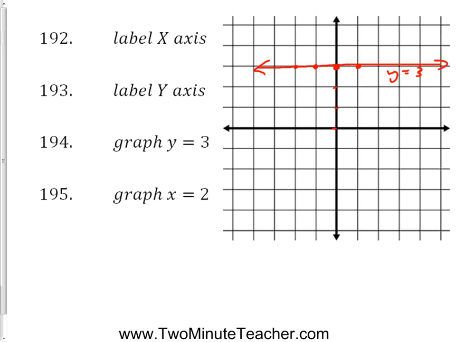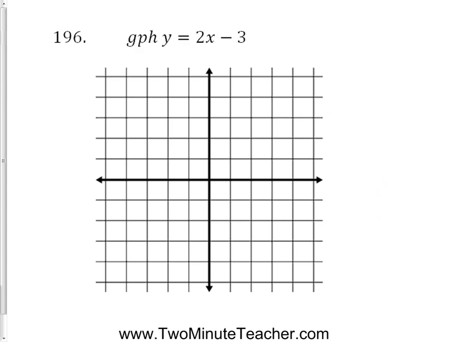Next up, graph x equals 2. All right, x equals 2. Find one spot where x equals 2, and I bet you from there you'll know what to do. Okay, that's a spot where x equals 2. And now, where's another spot where x equals 2? You can go, oh, I guess that's another spot. And then you go, oh, it's got to be right here. And that's where x equals 2.